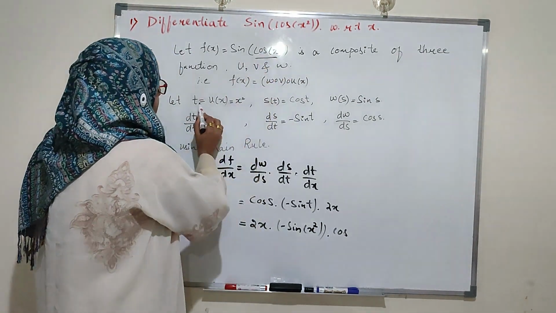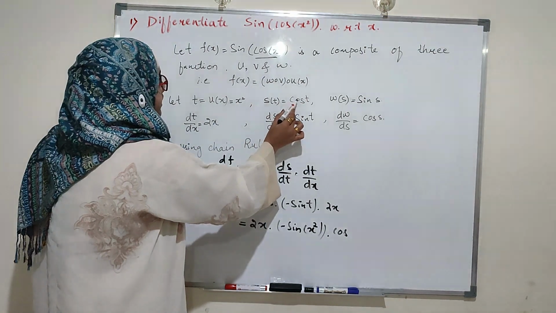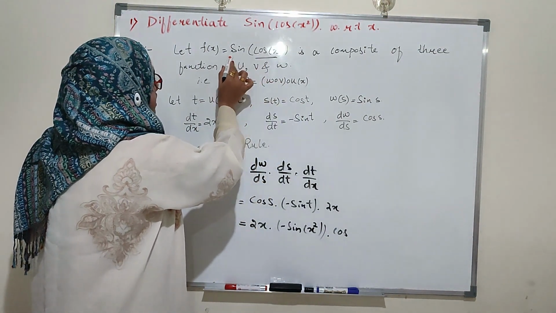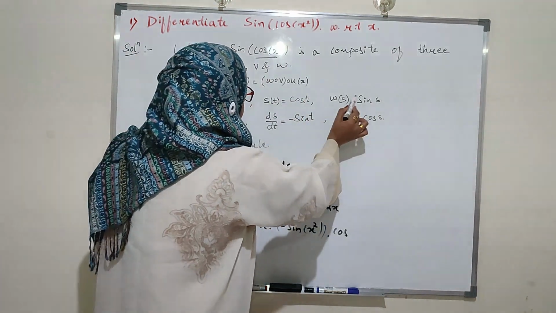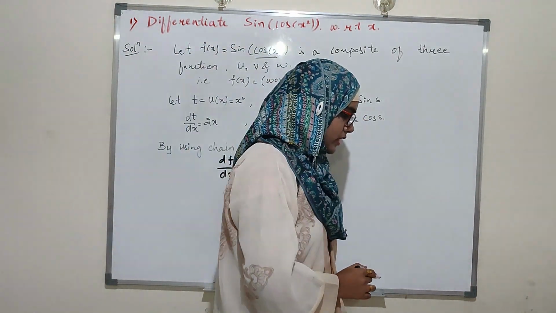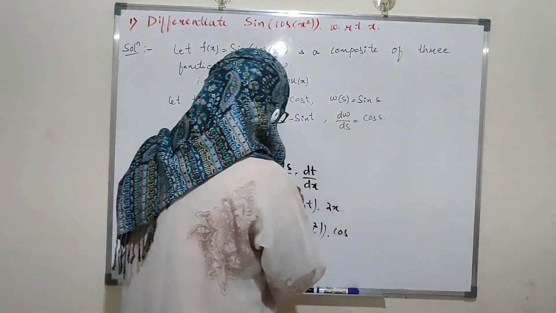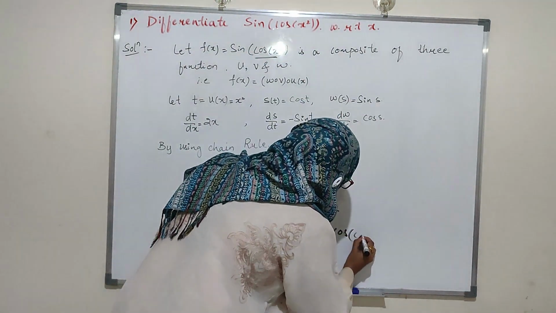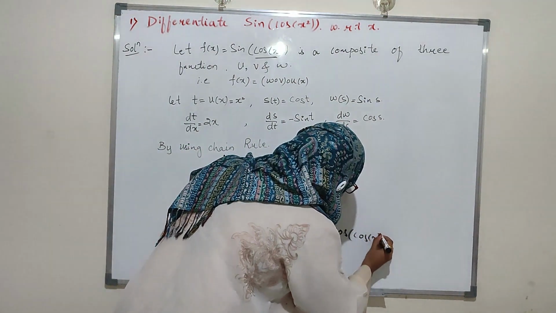X square we are taking as t, and as we are taking cos t, then what is s is sin t, as we are taking it as sin x square. Okay, so cos of this whole term, cos x square.